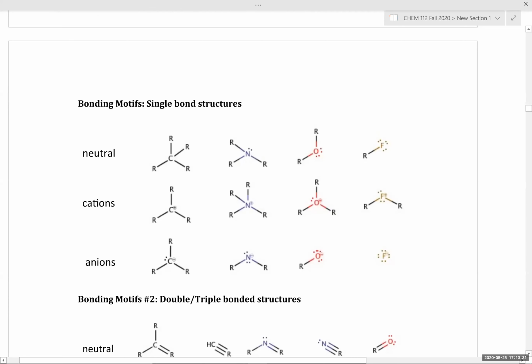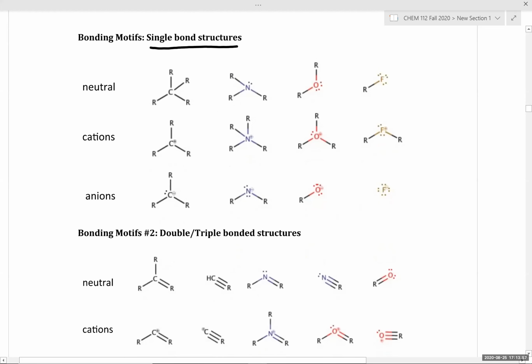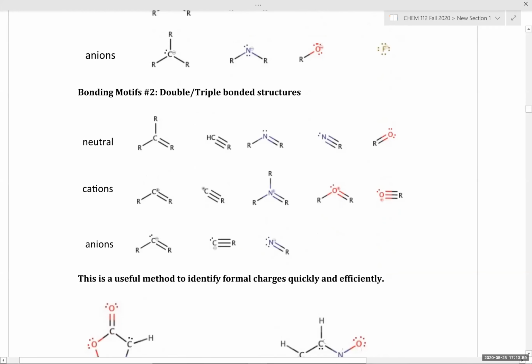I've made a series of what I like to call bonding motifs. You're not expected to memorize these bonding motifs, but if you're familiar with them for neutral, cationic, and anionic species, it allows you to more quickly write out your Lewis structures. So we have the common bonding motifs for our single bonded structures, and we can also write out a series of bonding motifs for double and triple bonded structures.